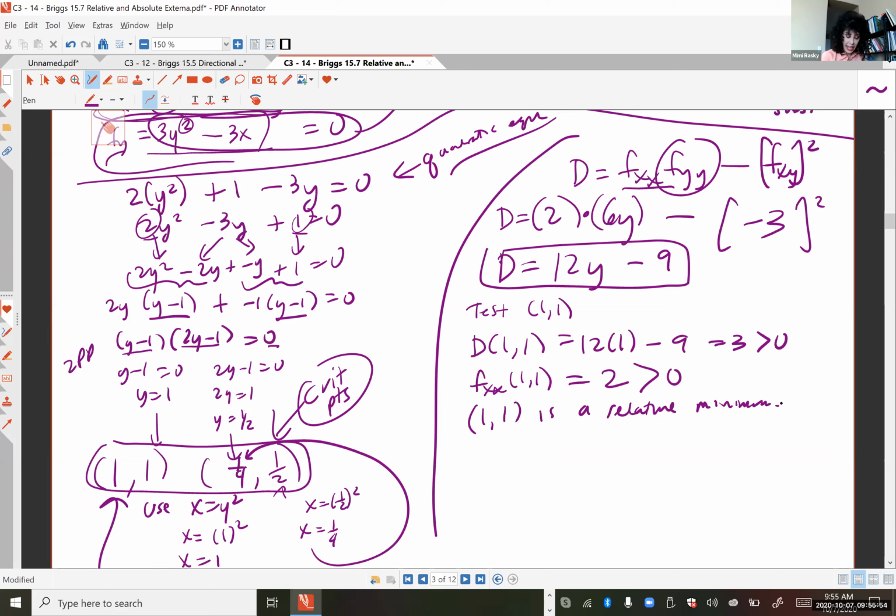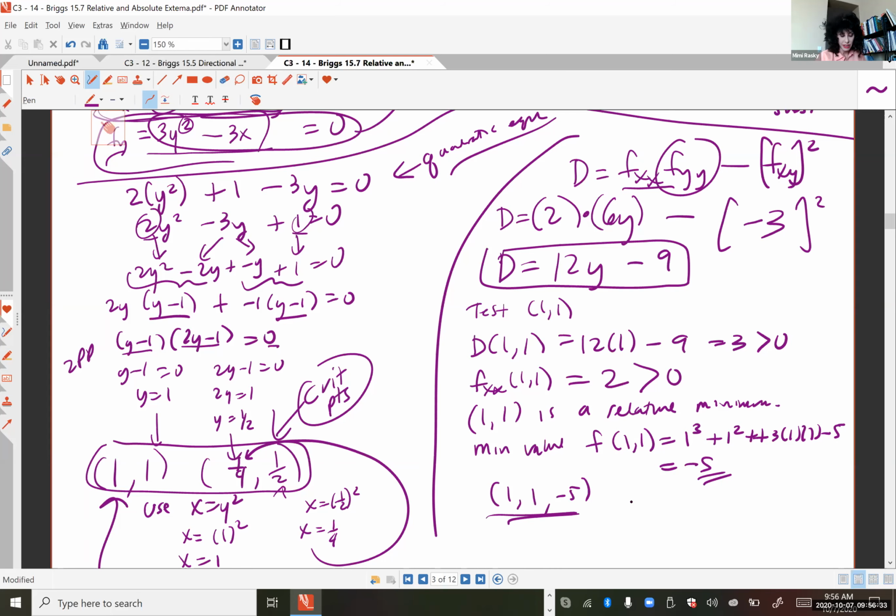Now, folks, I usually ask you to get the ordered triple, and so you may be asked on my math lab also, what is that minimum value? So the min value of this relative min is the original function evaluated at the point 1, 1. Which would be 1 cubed plus 1 squared plus 1 minus 3 times 1 times 1 minus 5. And so that actual min value corresponding to our min, which is just the z coordinate of the point on the surface, would be -5. So the point 1, 1, -5 is your minimum point that lives on the surface. So you have a little valley there, a little divot.